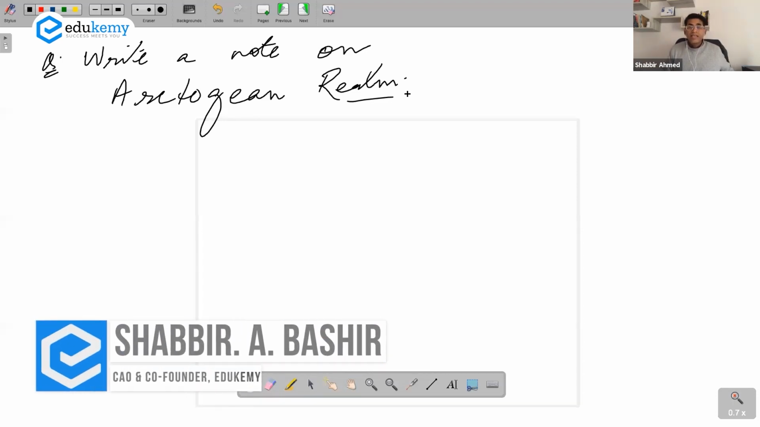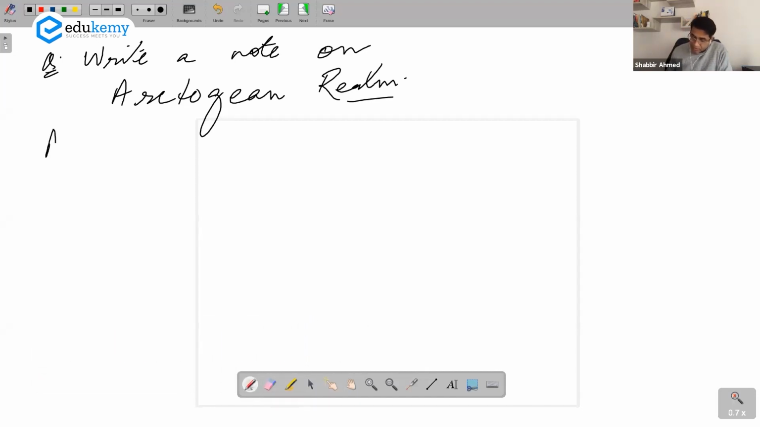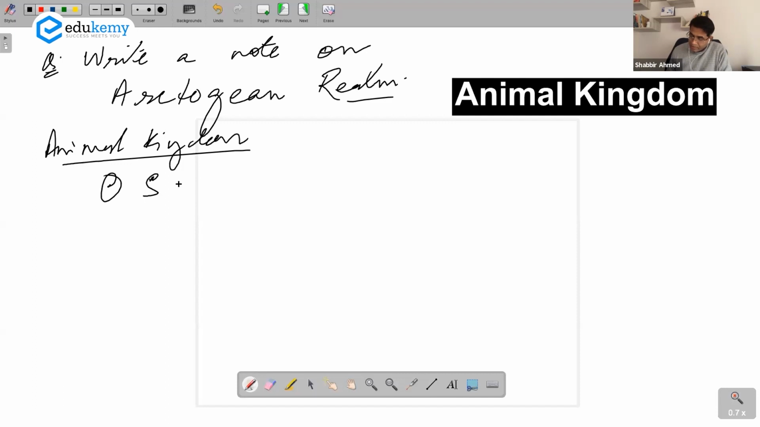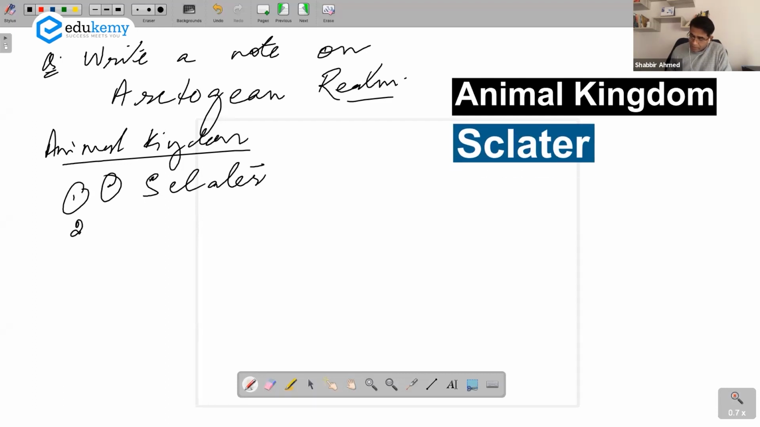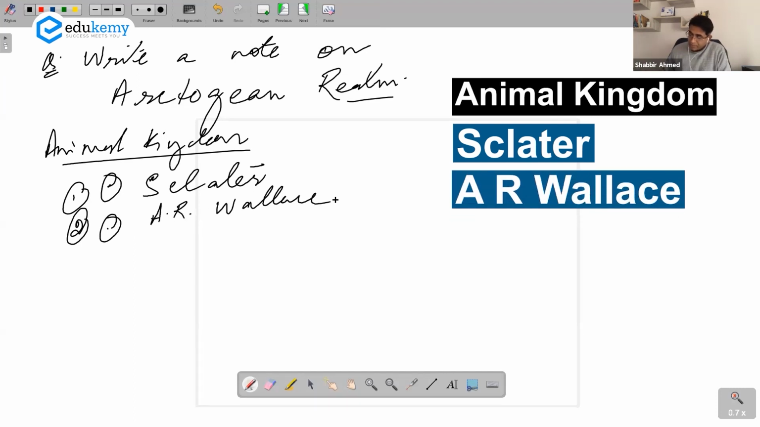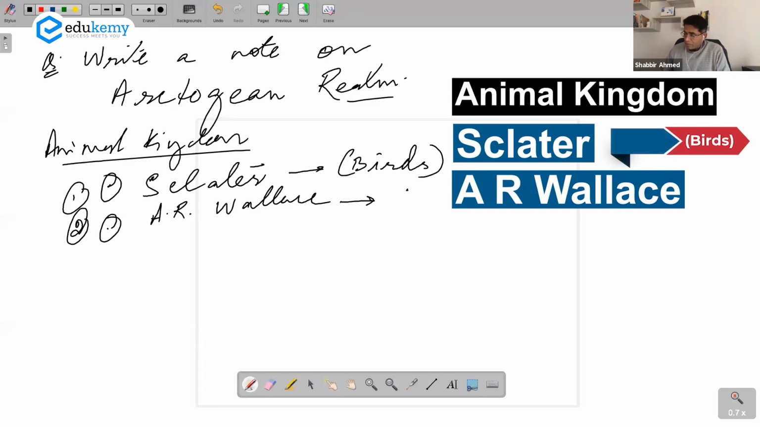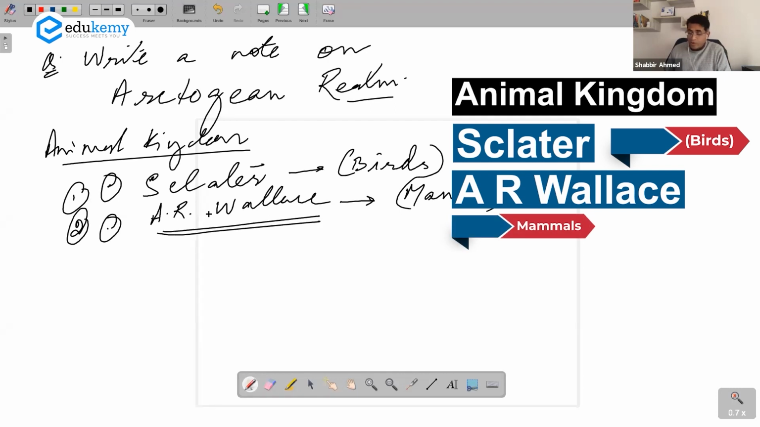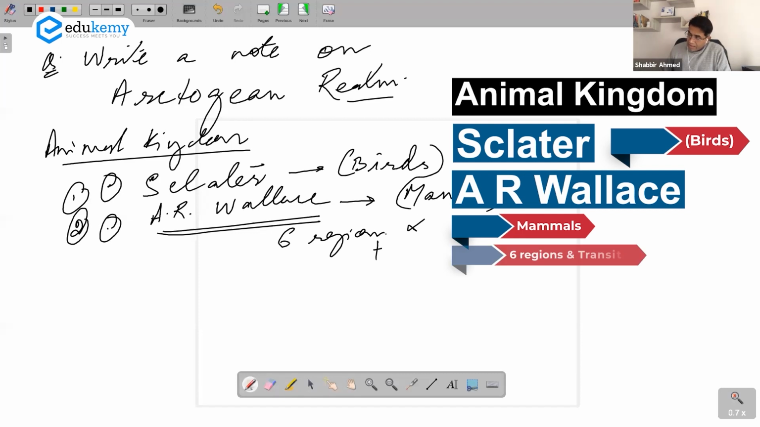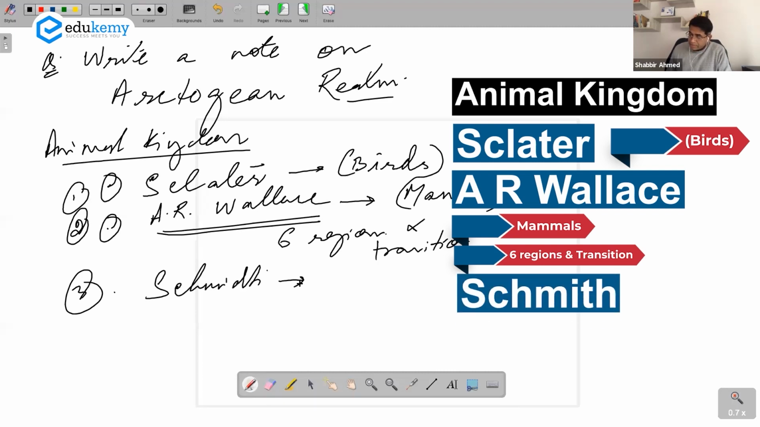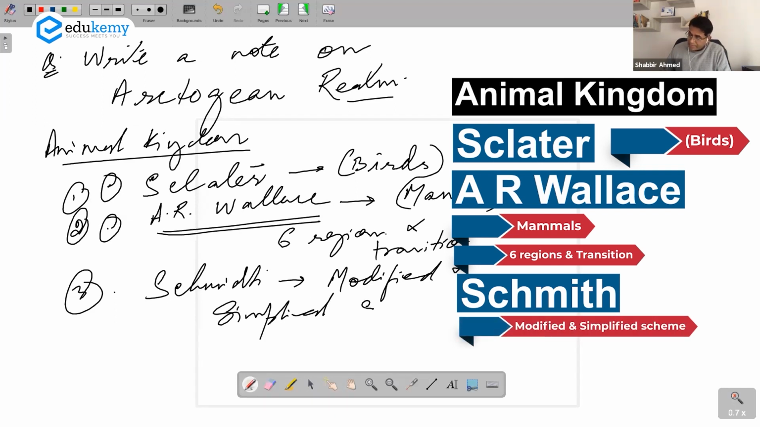Yes, this scheme. If you look at the animal kingdoms, one of the oldest was given by Sclater. The second one was given by A.R. Wallace. Sclater was mostly on birds, and Wallace was mostly on mammals. Wallace's scheme is more detailed. It talks about six regions and also the transition areas. Schmidt's scheme is a modified and simplified version.